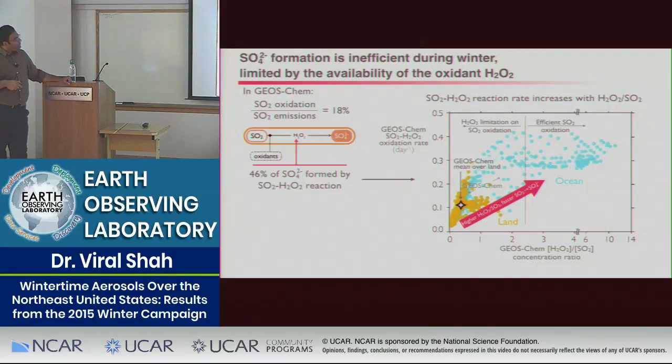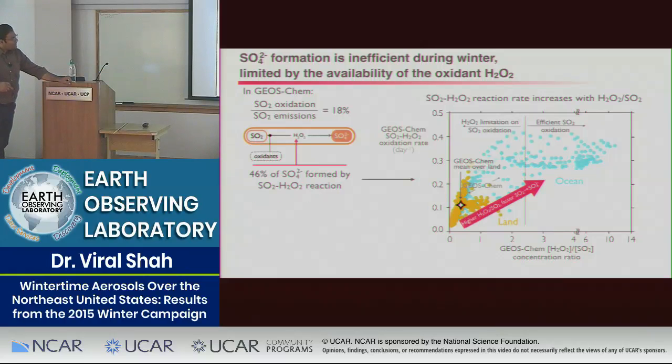I'm plotting the rate of the H2O2 reaction against the ratio of H2O2 to SO2. And we see that the reaction rate increases as this ratio increases. So in this area, where there is more H2O2, the reaction rate is faster. This area, over land mostly, is where H2O2 is the limiting reactant. An increase in H2O2 would mean an increase in the reaction rate.